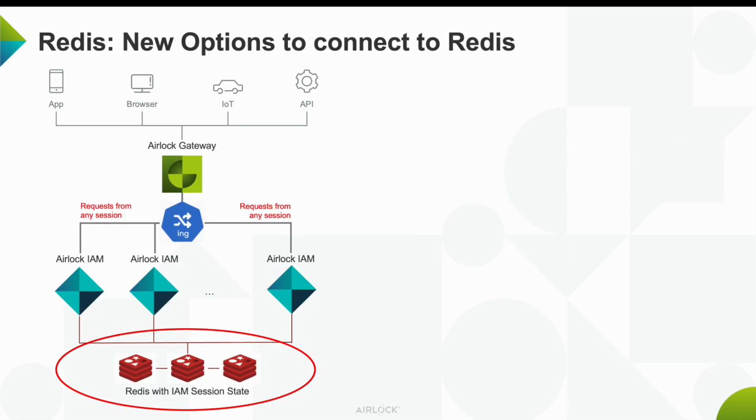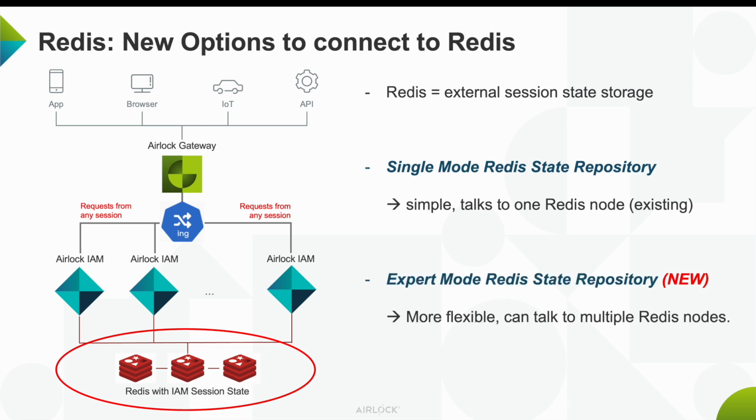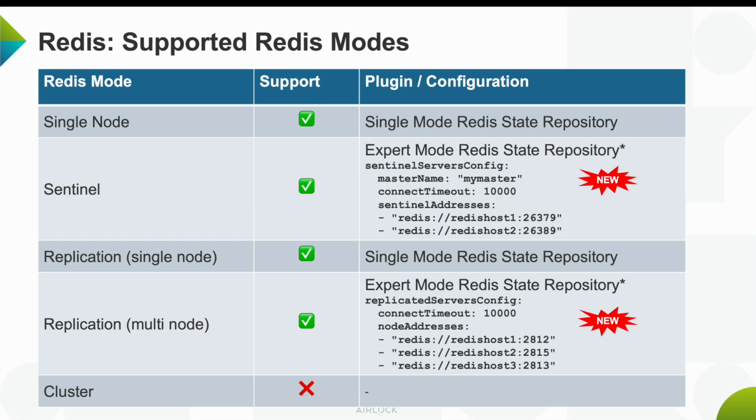Airlock IAM 8.4 now supports more options to connect to Redis. Redis is the external session state storage supported by Airlock IAM. As before, the single mode Redis state repository plugin can be used. It's a simple plugin and it can talk to one Redis node. Now there's a new plugin called Expert Mode Redis State Repository. This plugin is a lot more flexible and it can talk to multiple Redis nodes. The following table summarizes the different modes and what is supported by IAM and what not.